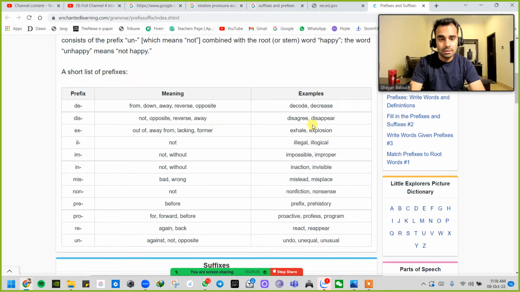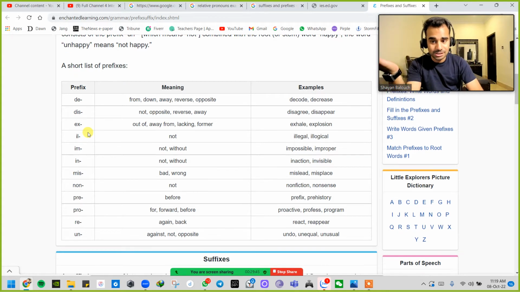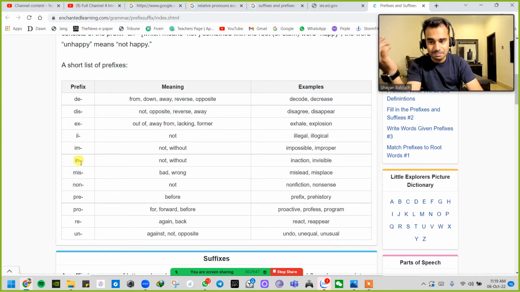So, I cannot see my mobile phone on the table. But why use such a long sentence when I can easily say, oh, my mobile phone just disappeared, or my mobile phone disappeared. Disappeared. Okay? Exactly like that, we have some other prefixes as well, like ex, il, im, in, mis, non, pre, pro, re, un.